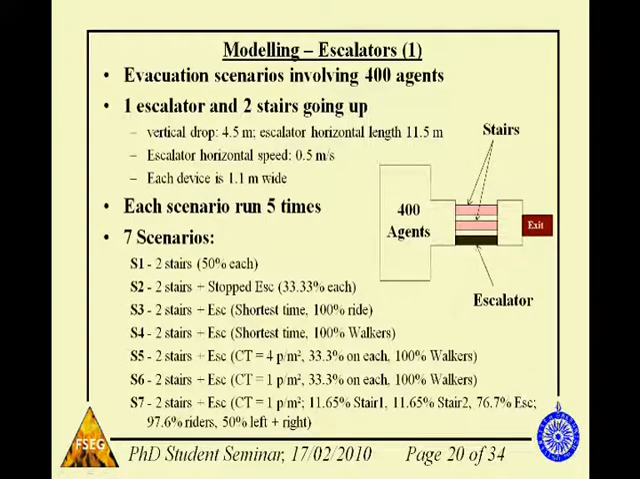So with regards to escalators, we conducted a series of simplistic evacuation scenarios whereby we had 400 agents, a single escalator and 2 stairs linking to an upper level, and we ran a series of scenarios looking at the different modelling methods and also how different operational strategies were influenced by different types of agent behaviour. And the list of scenarios, there were 7 scenarios, and we can see them listed here from S1 to S7.